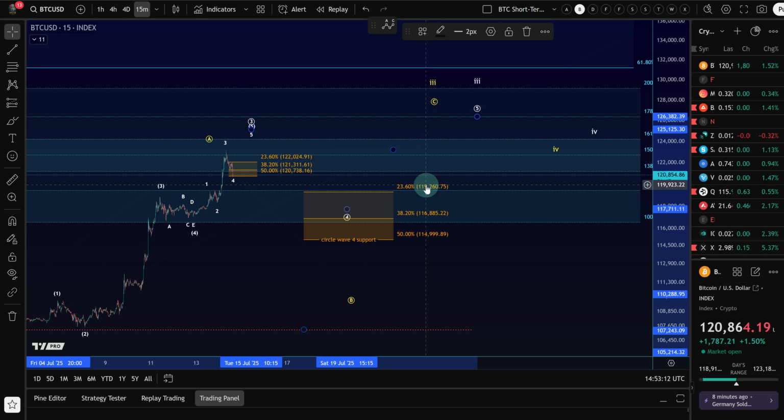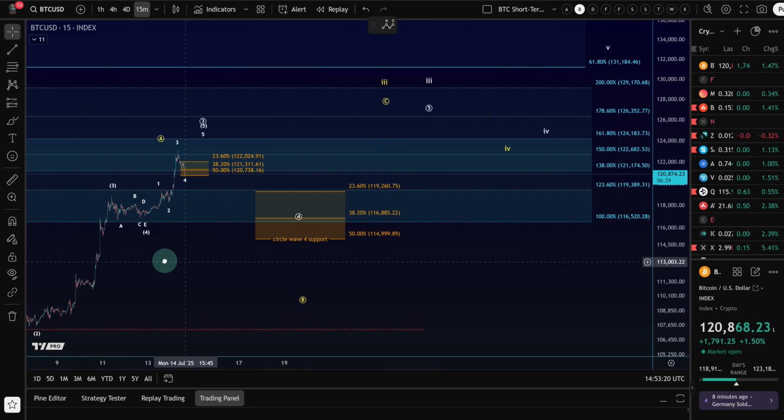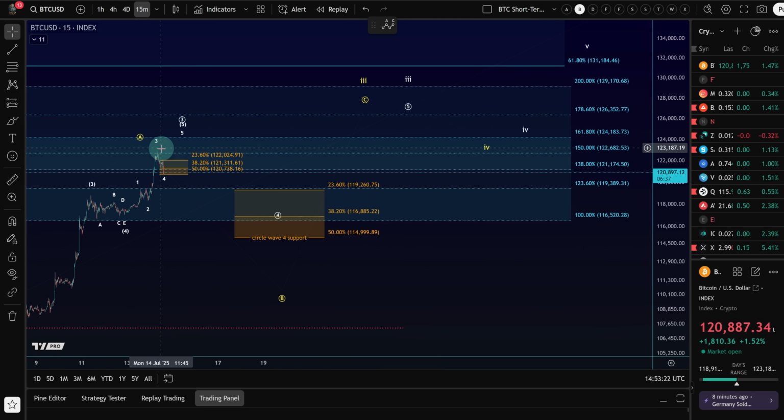Now, important to understand is that there is, of course, the potential that circle wave 3 isn't even finished. But it's important to highlight that circle wave 3 has reached my targets. I mentioned in yesterday's video this area around 121,170 to 124K is possibly where circle wave 3 might form a top. So we might get another high in circle wave 3, but circle wave 4 could basically start at any point.